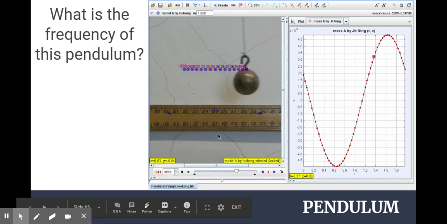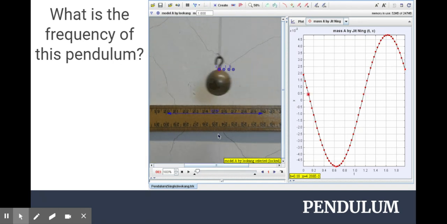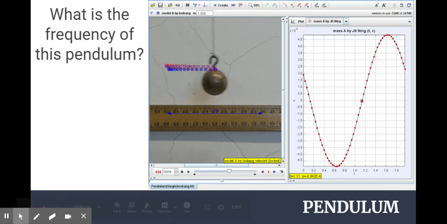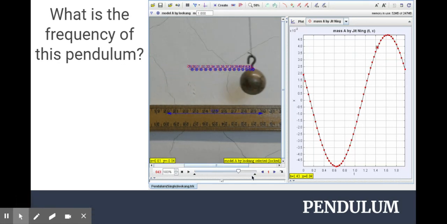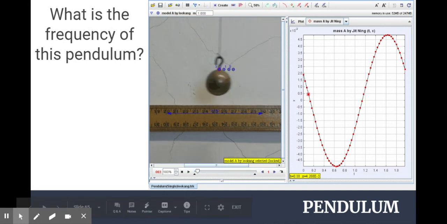All right, one of the last things we need to talk about for simple harmonic motion is a pendulum. So I want you to practice real quick. See if you can calculate, I think I said frequency here. What I'd like you to do is instead of frequency, go ahead and do period. I'll correct that in the slides. Go ahead and see if you can calculate the period of this pendulum.